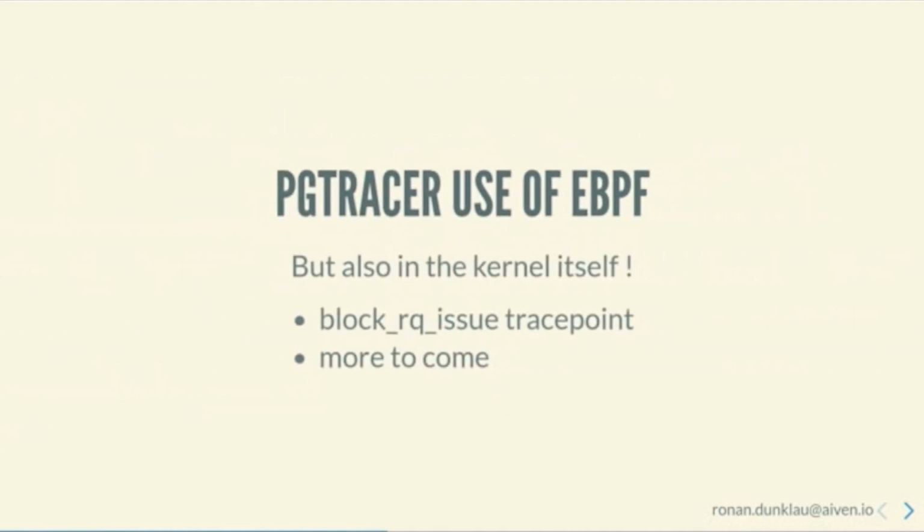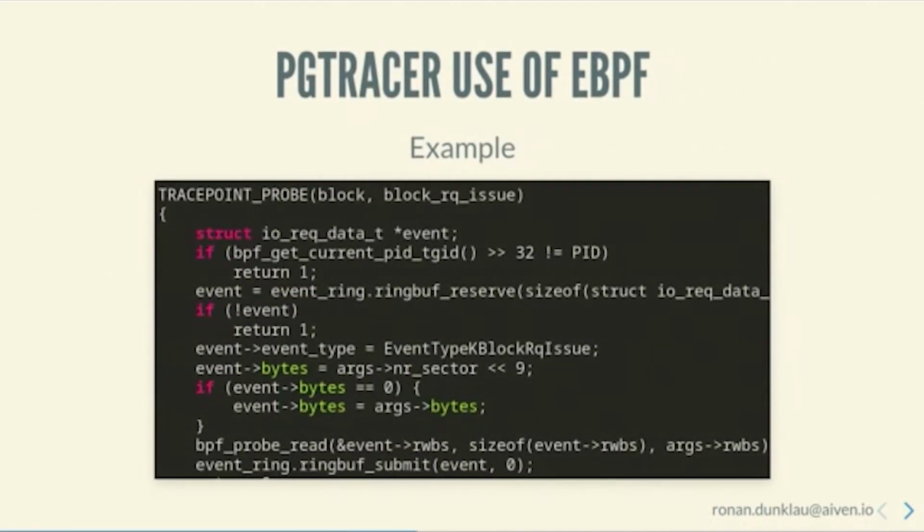So I mentioned the fact that we use trace points in PGTracer, but we also use those trace points to instrument what happened at the kernel level. For now, we just trace a block request issue trace points, which allows us to gather information about what type of block request it was, a read or write, how many bytes were asked, and then we can also send this back to user space.